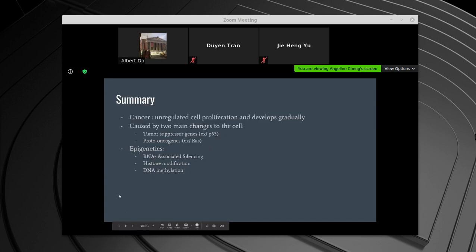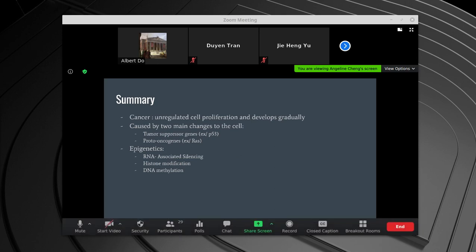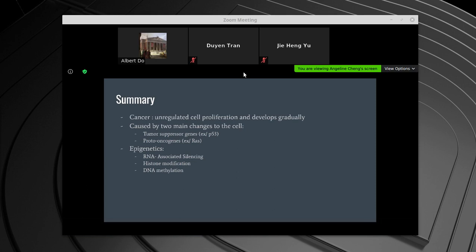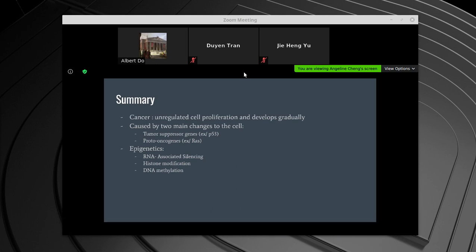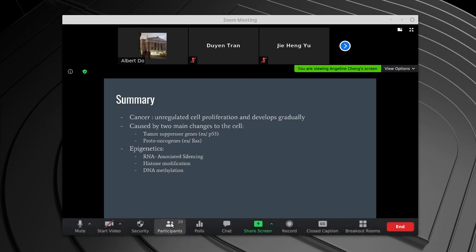So, as a summary, cancer is unregulated cell proliferation that gradually develops. It is caused by two main changes to the cell: tumor suppressor genes, which inhibit cell proliferation, and the conversion of proto-oncogenes to oncogenes, which activate growth promoting signals. The three main epigenetic changes that can occur in tumors are RNA associated silencing, histone modification, and DNA methylation.